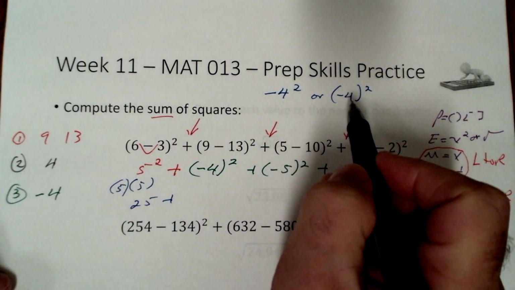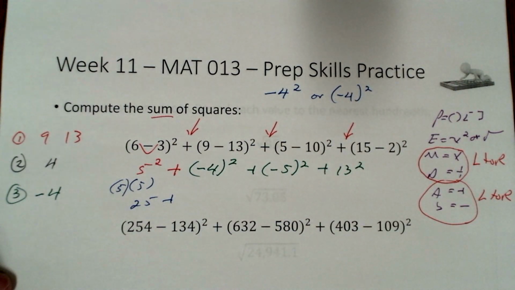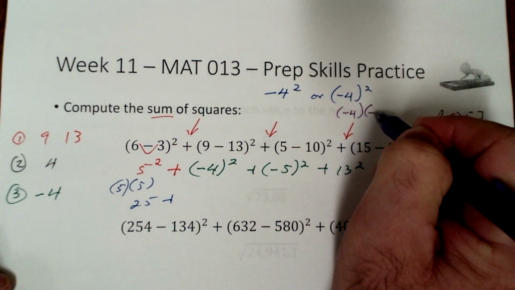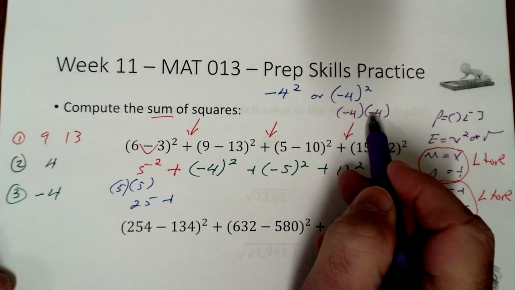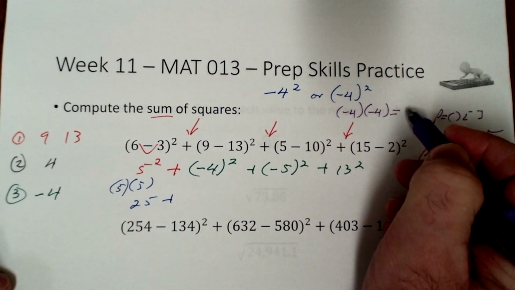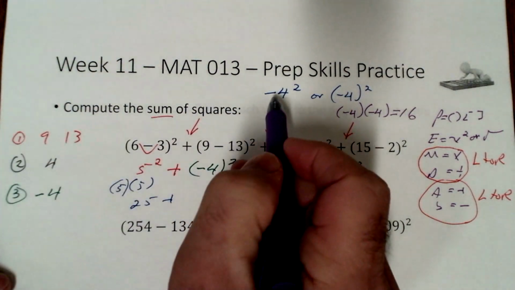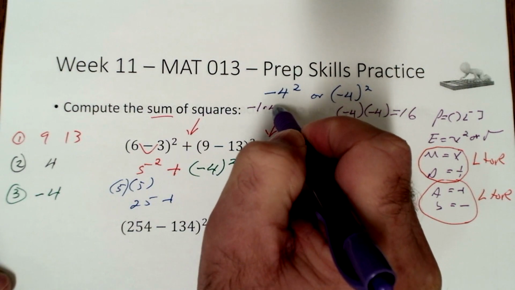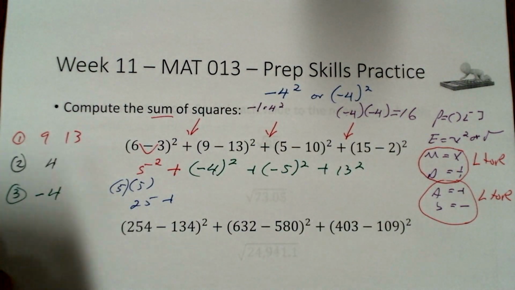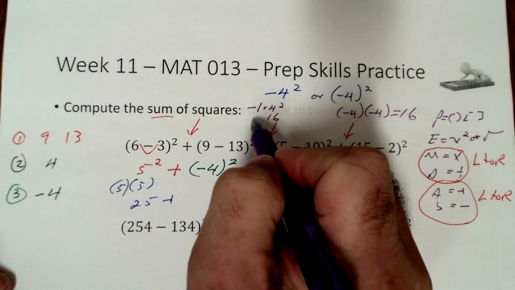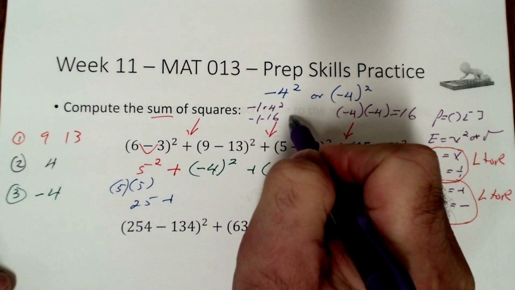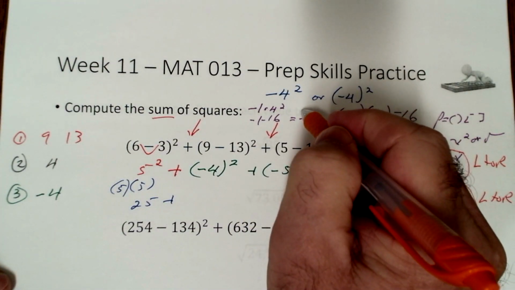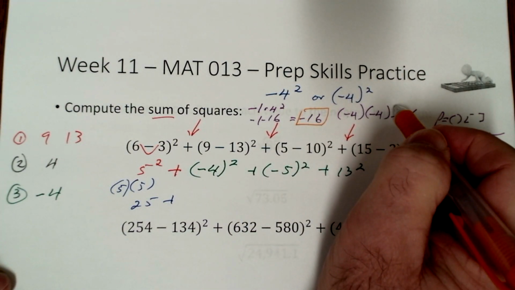Okay. This right here, let's do this one first. This right here is shorthand for minus 4 times minus 4. Well, 4 times 4 is 16, and since the numbers have the same signs, it would be positive 16. This right here, though, technically is minus 1 times 4 squared. Okay? 4 squared would be 16, and then times minus 1 would give us negative 16. So we get 16 in both cases. It's just one is positive and one is negative.